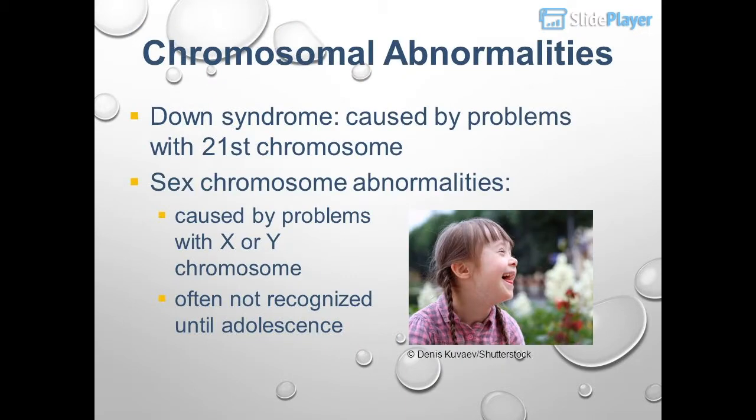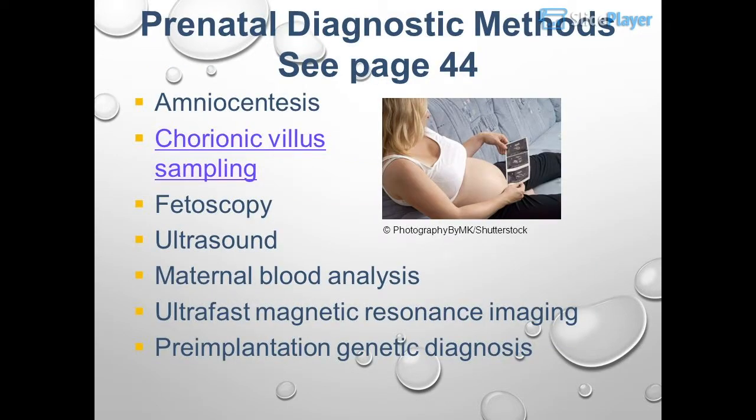Chromosomal abnormalities. Down syndrome is caused by problems with the 21st chromosome. Sex chromosome abnormalities are caused by problems with the X or Y chromosome and are often not recognized until adolescence. Prenatal diagnostic methods. See page 44.